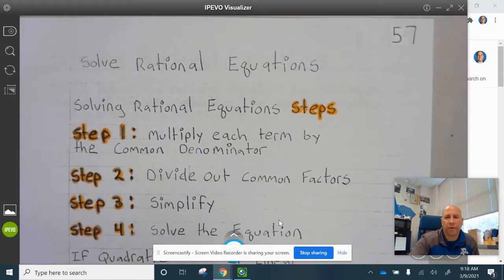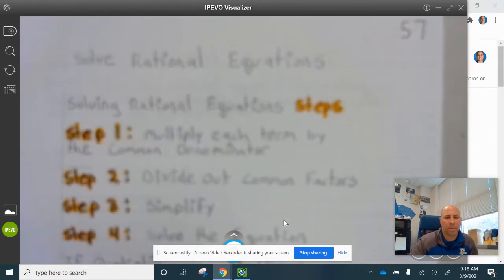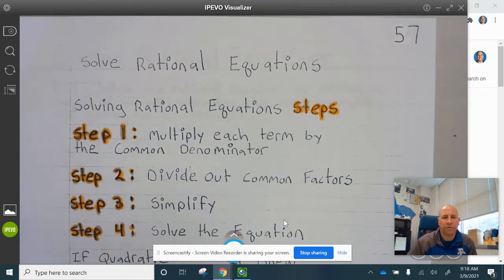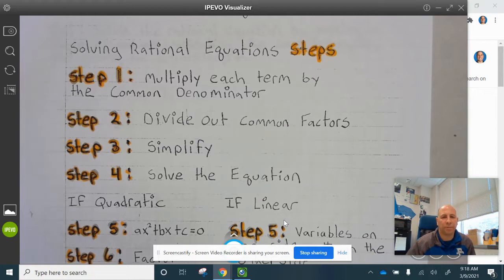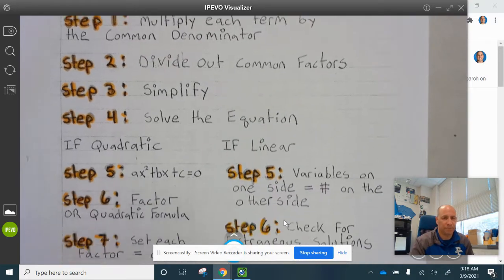Today we're looking at journal page 57, solve rational equations. Solving rational equation steps. Step 1, multiply each term by the common denominator. Step 2, divide out common factors. Step 3, simplify. Step 4, solve the equation.